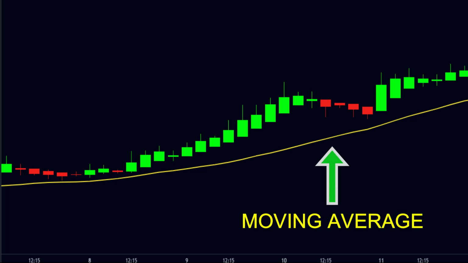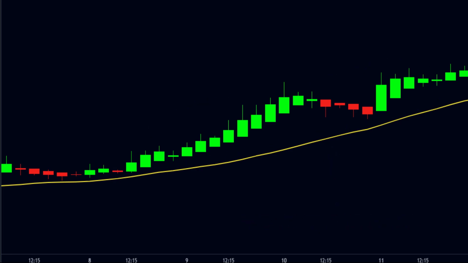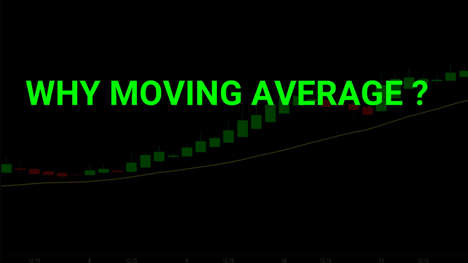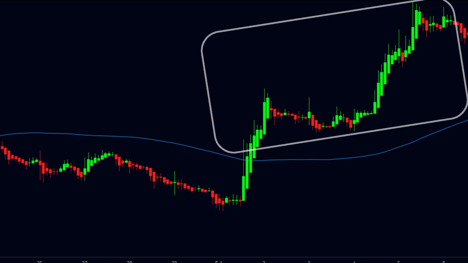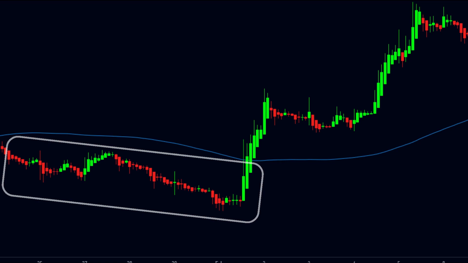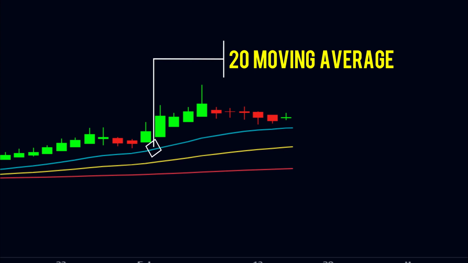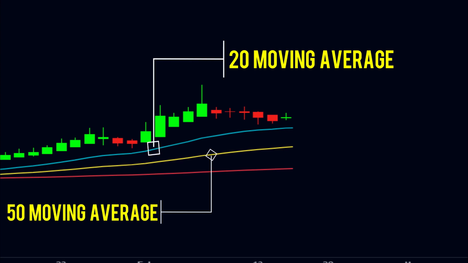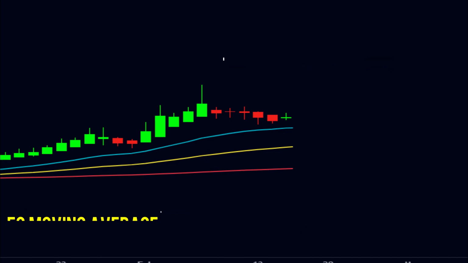Moving average is the average of the closing price of candles for a specified period of time. For example, the 20 moving average is the average of the closing price of 20 candles. Now the question is why we use moving average here: with the help of moving average we can find the trend of the stock. If the price is above the moving average, we call it uptrend, and if the price is below the moving average, it is downtrend. Generally, 20 moving average is used for short-term trend, 50 moving average for medium-term trend, while 200 moving average is used for long-term trend.